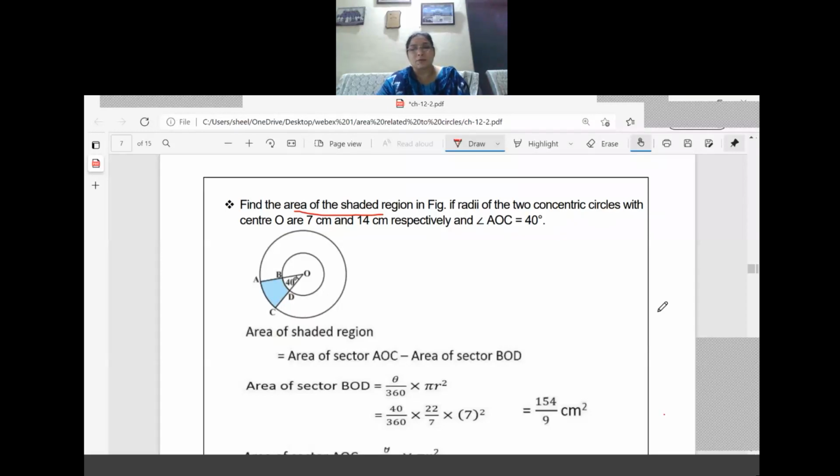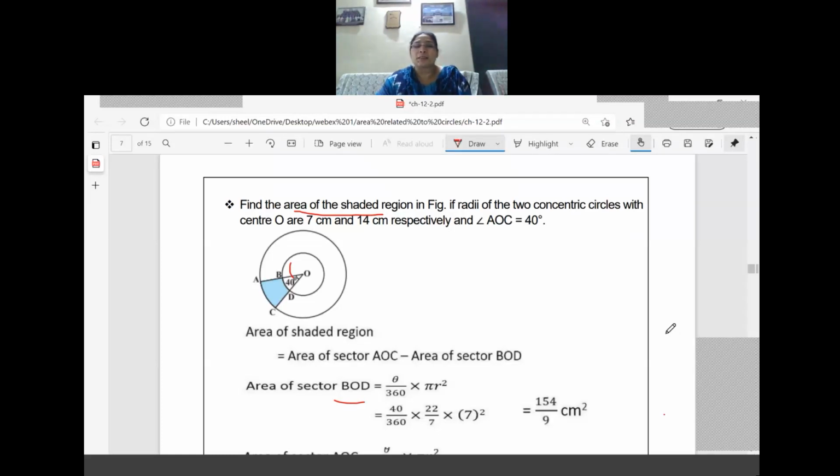Since the pi value is not mentioned, it is 22 by 7 only. What is the radius to be taken? We have taken the name BOD, that is the unshaded portion, right? So here theta by 360 into pi r square, we have to use the 7 only. So for 40 as the central angle, theta, substitute 40 by 360 into 22 by 7 into 7 square. I'm not going for the further simplification. Direct answer I'm giving here, 154 by 9 centimeter square, right?